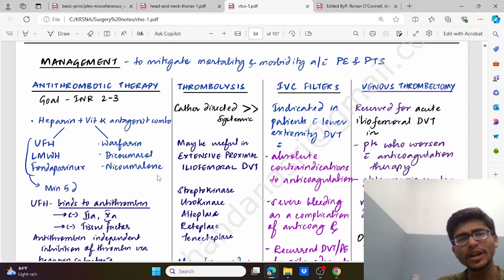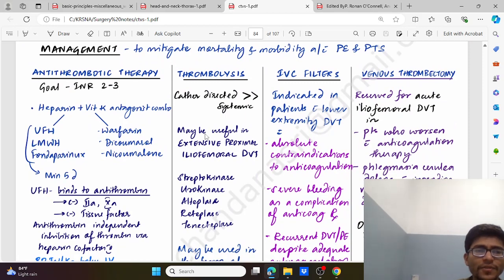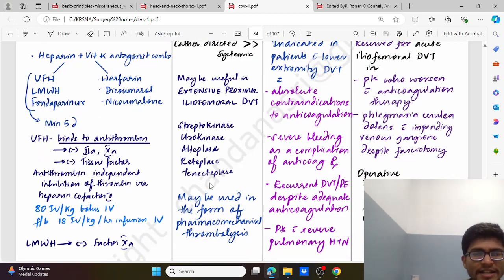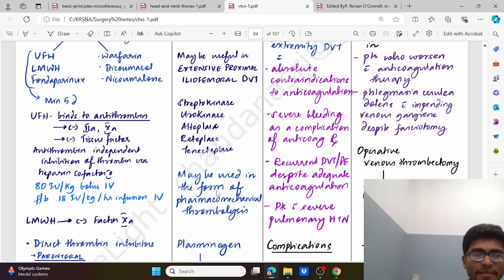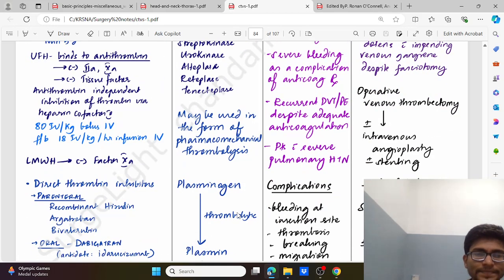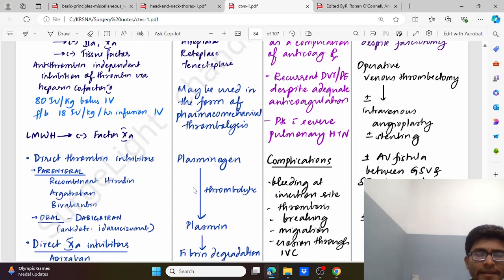Then we go for thrombolysis. So it is catheter directed rather than systemic and useful for extensive iliofemoral DVT. So it is high DVTs in case of iliofemoral. Here we use streptokinase, urokinase, alteplase, reteplase or tenecteplase, and may be used in the form of pharmacomechanical thrombolysis. So we use the mechanical therapy also along with it.